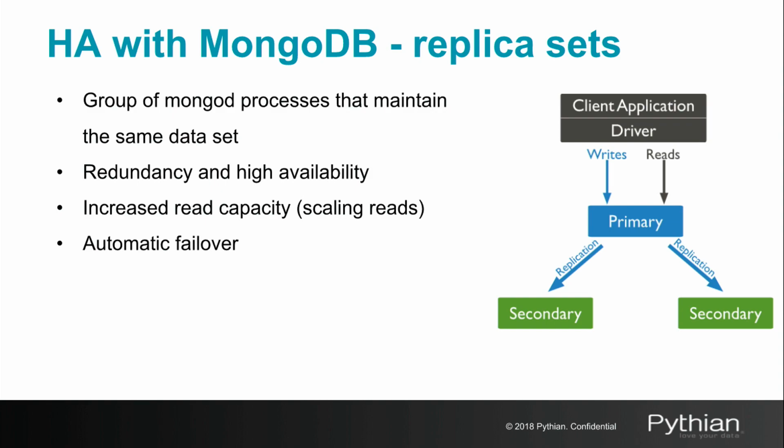So replica sets provide redundancy and high availability. With a replica set, we have increased read capacity, which means that now we can decide to read from secondary nodes. And with MongoDB, the failover is automatic, which means that we don't have to worry if our primary node goes down. The replica set starts election, and there will be a new secondary node elected as primary node without the application even noticing that.